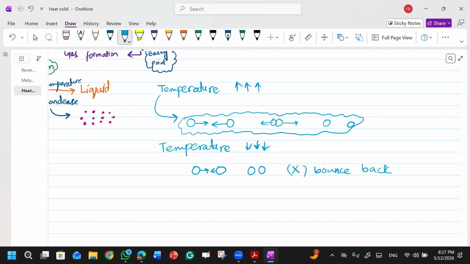Because they don't have enough energy. Because you have decreased the temperature, right? When the temperature is decreased, there is less energy. Are you getting this point?